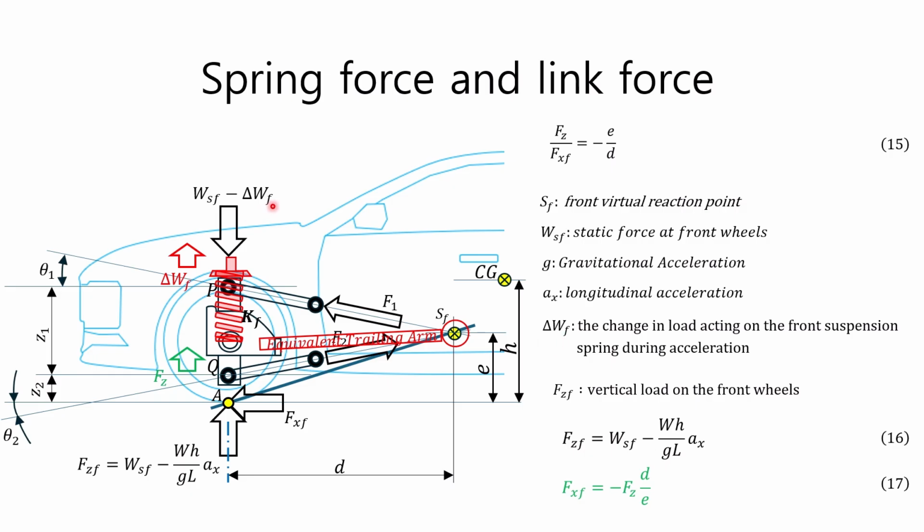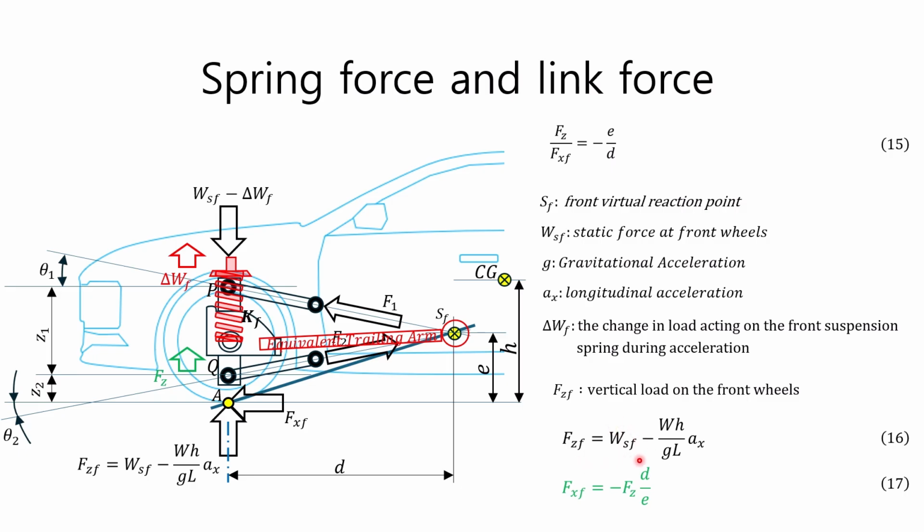Here, delta WF converts the front spring force into a force acting along a line perpendicular to the road surface passing through the wheel center. FZF represents the vertical load on the front wheels. The total vertical force FZF acting on the front wheels can be expressed by adding the static vertical load WSF and the total vertical dynamic load as shown in equation 16.